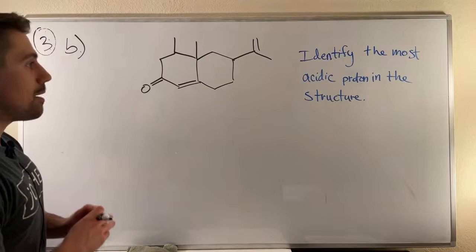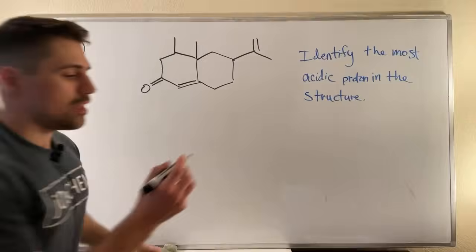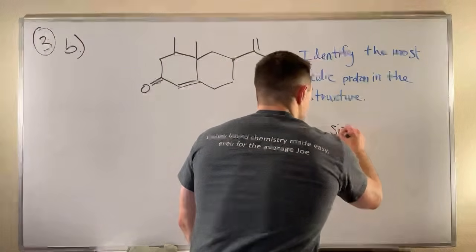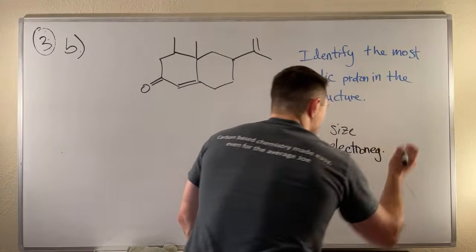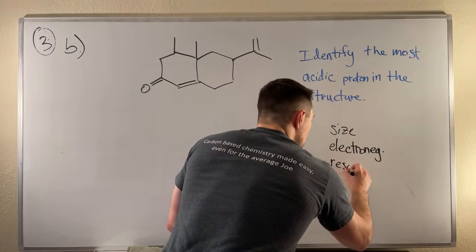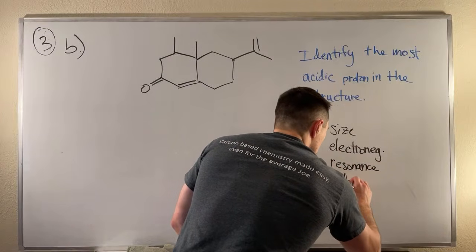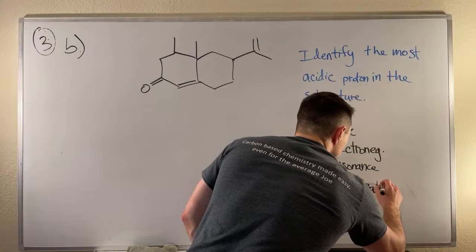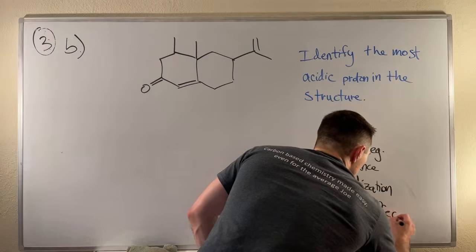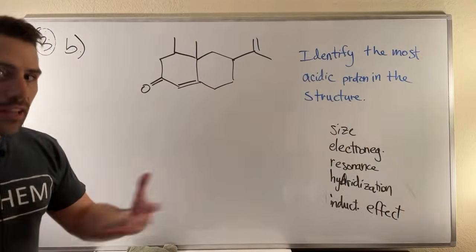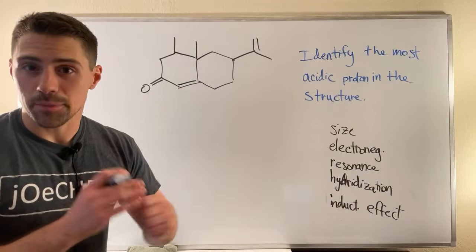Cool. All right, so remember, since we're looking for the most acidic proton here, some things that might help us out. Again, I'm going to throw these up here: size, electronegativity, resonance, hybridization, and inductive effect. These are some of our five qualitative ways we can see if something is more acidic as opposed to something else.